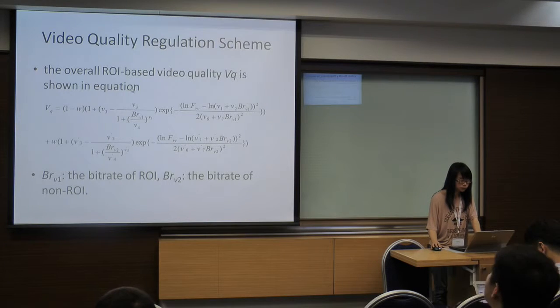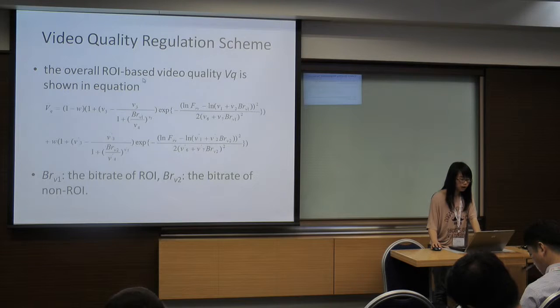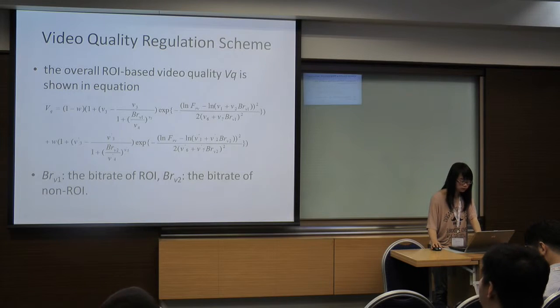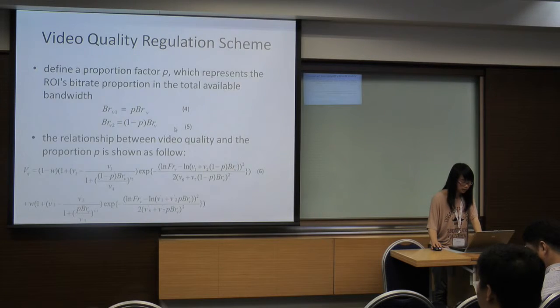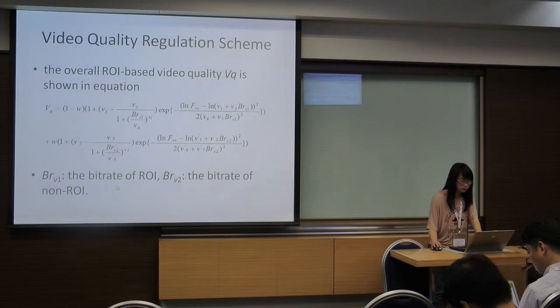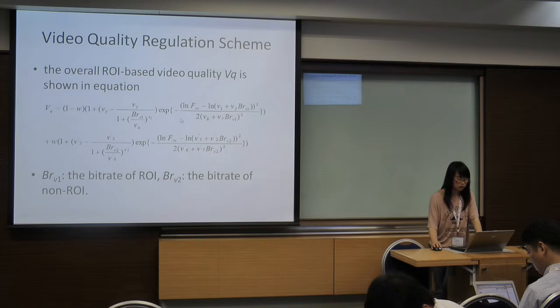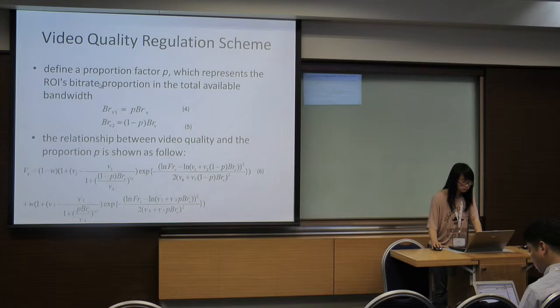This is how to estimate the overall ROI based video quality. We use W for the weighting factors. This equation is based on the ITU recommendation video quality. One term is the bitrate of the ROI, and the other is the bitrate of the non-ROI. Both of them have the same frame rate and packet loss rate.